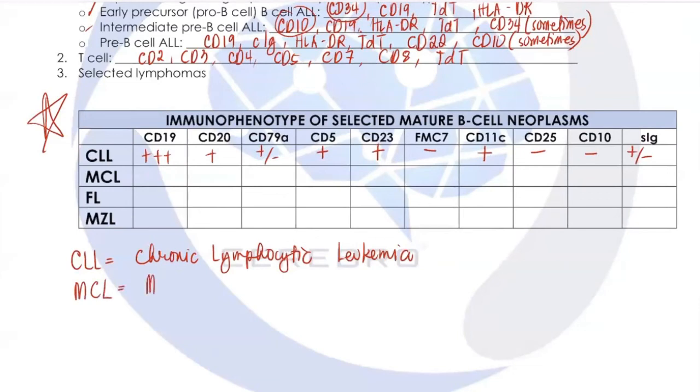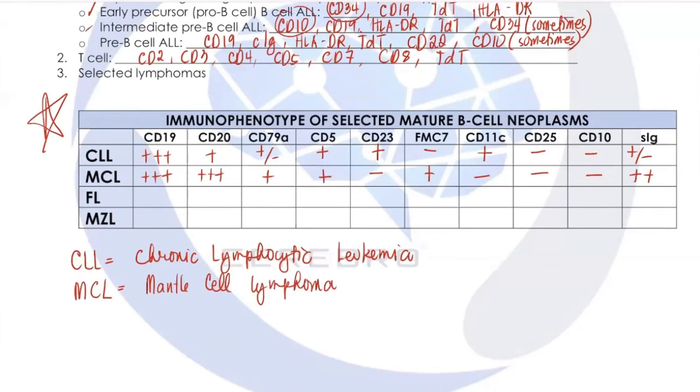Okay? Next, for MCL, MCL is mantle cell lymphoma. Okay, so for mantle cell lymphoma, magiging positive ka for CD19, mataas din yung positivity for CD20, positive for CD79A, for CD5, negative for CD23, positive for FMC7, okay? Negative for CD11C, negative for CD25, negative for CD10, and you will have surface immunoglobulins.